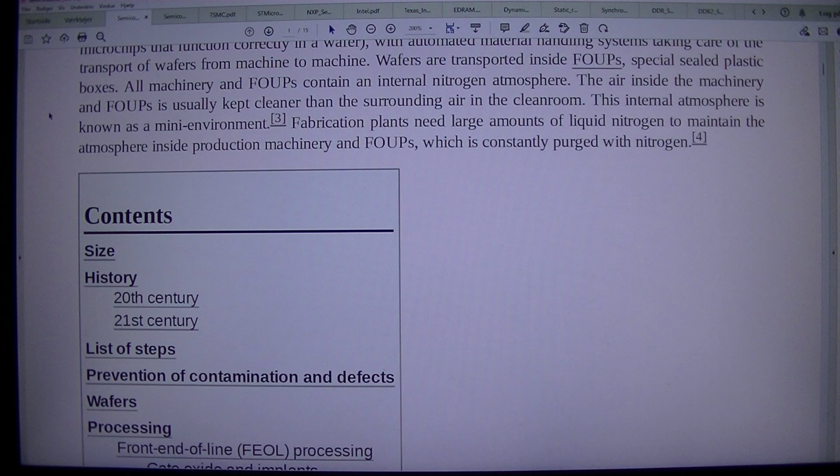3. Fabrication plants need large amounts of liquid nitrogen to maintain the atmosphere inside production machinery and FOUPs, which is constantly purged with nitrogen. 4.